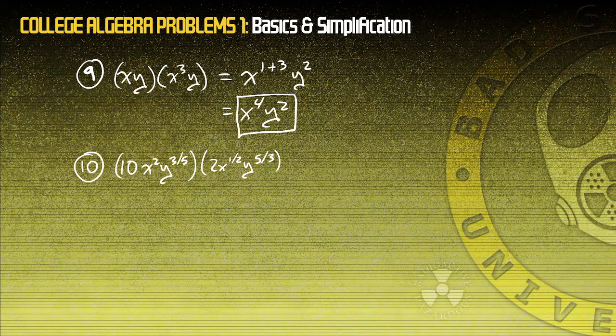For this problem, just multiply the 10 and the 2 together, so you have 20. And then you have x squared times 1/2, and then y 3/5 times 5/3, which gives you 20xy.